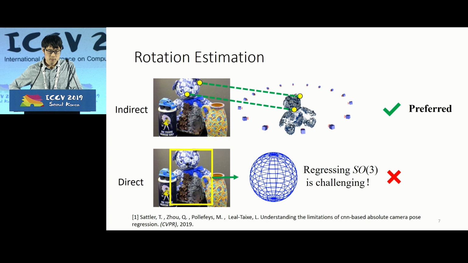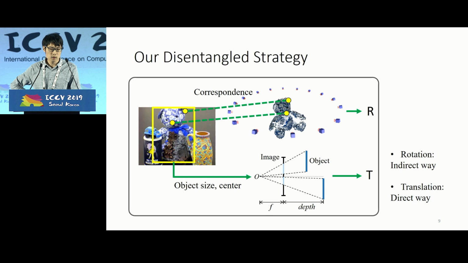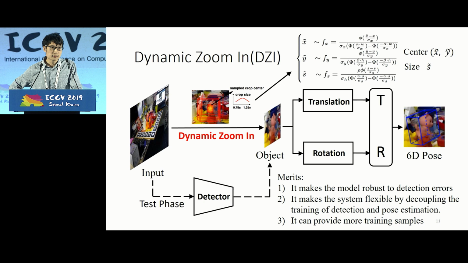Here, the rotation belongs to SO(3), so it is difficult to regress by a neural network. However, for translation, it is very easy to detect the 2D location and the size. So here we propose a disentangled strategy for rotation and translation. The rotation is indirectly solved from correspondences, while the translation is solved directly from the image. We use a detection-based framework to combine the translation and the rotation together into a single model. We propose dynamic zoom-in to improve the system's robustness and scalability to different detectors. In training, the targets are from dynamic zoom-in, and they are from the detector in testing.